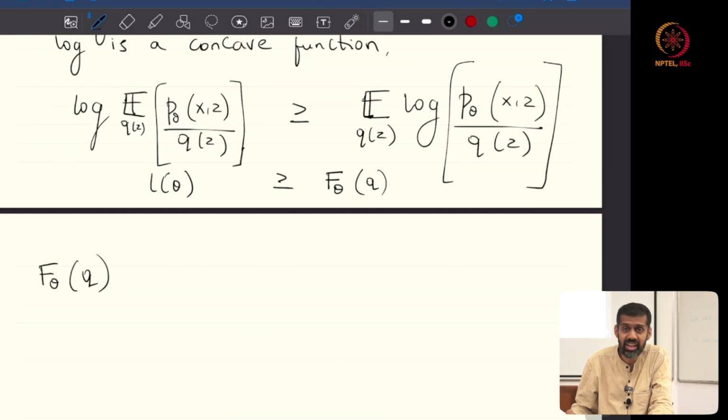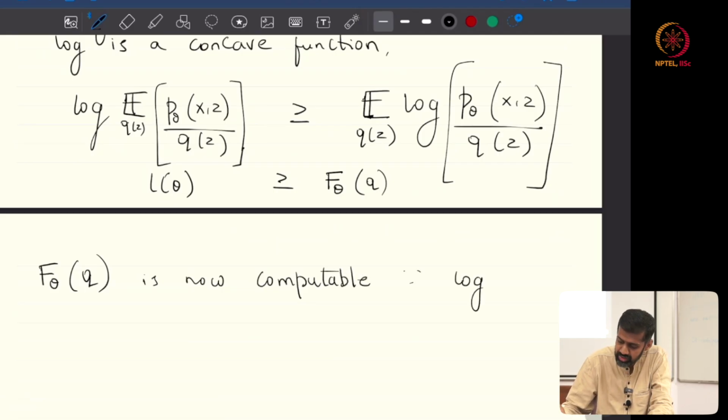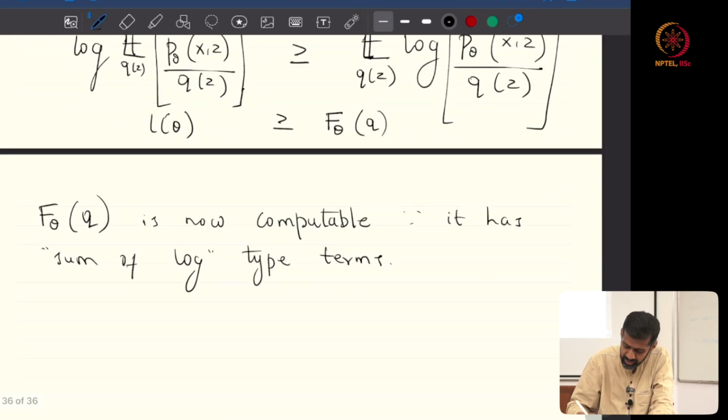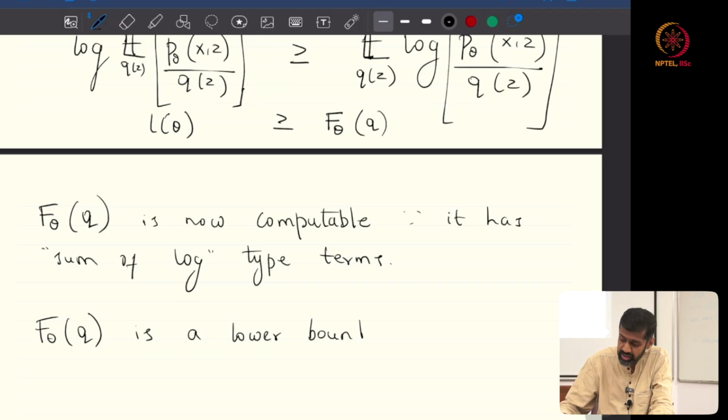So what did we just do? This F theta of q, we did two things. This F theta of q is now computable since we have a sum of log terms. The other interesting thing is that F theta of q is a lower bound on L theta.